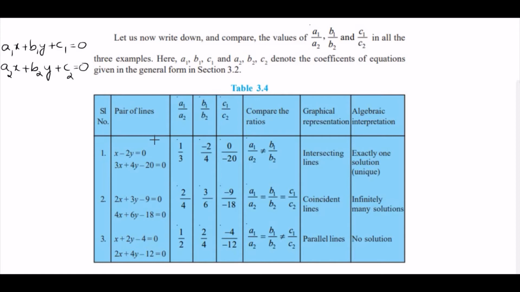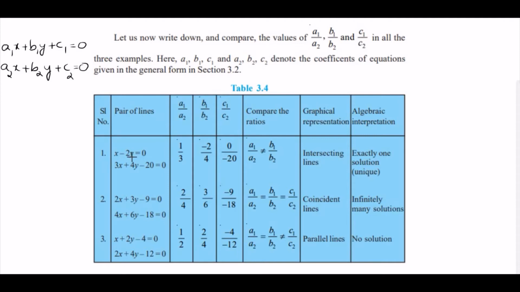That is, these three examples. Here A1, B1, C1 and A2, B2, C2 denote the coefficients of equations given in the general form. So when you take this pair of linear equations in two variables and compare the coefficients, that is A1 by A2, 1 is the coefficient of x here and 3 is the coefficient of x here. So 1 by 3, that is A1 by A2.